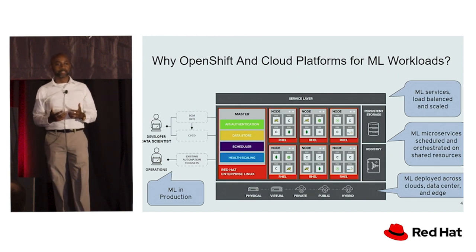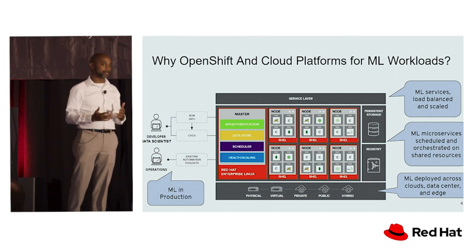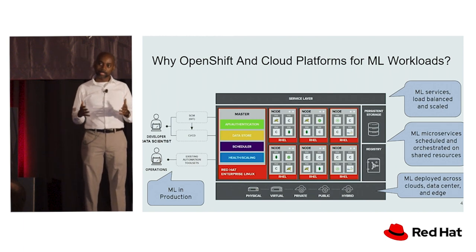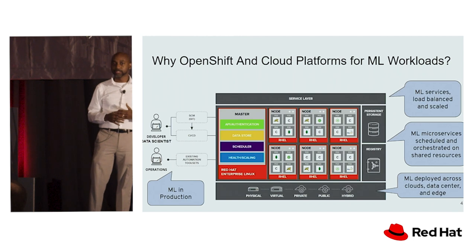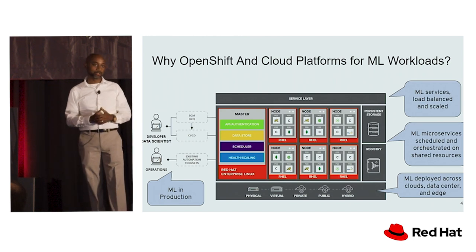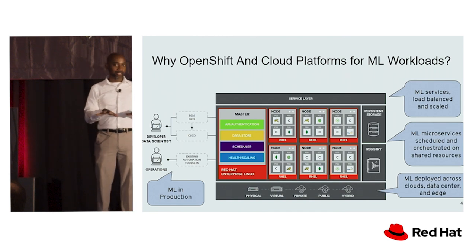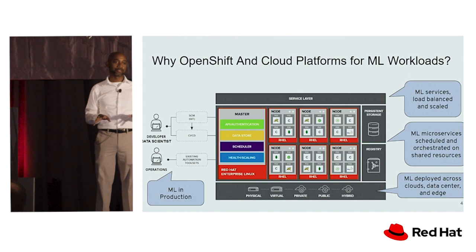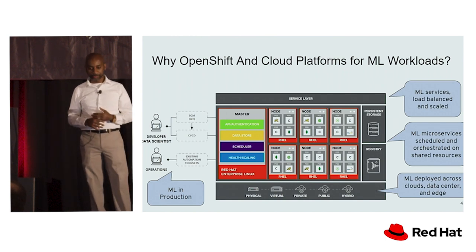The other thing it allows us to do is load balance these services. You can scale out horizontally, but you can also scale out vertically very easily, especially if you integrate OpenShift along with something like OpenStack. So every time a data scientist deploys a model, that model is a microservice. And then we scale it out depending on the demand, and I'll show you an example of that shortly.